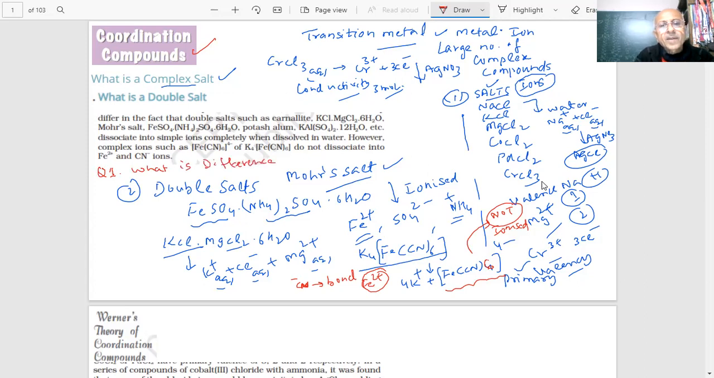What is the difference? This is also a type of double salt because it has two cations. See, potassium ion and iron, there are two cations in it. In these double salts also there are two cations. So what is the difference then between a double salt and a complex salt, student, or coordination compound? This question was asked. Now, what is your answer? I've already explained everything to you. What answer are you giving, student?